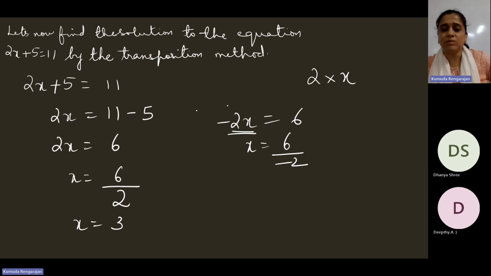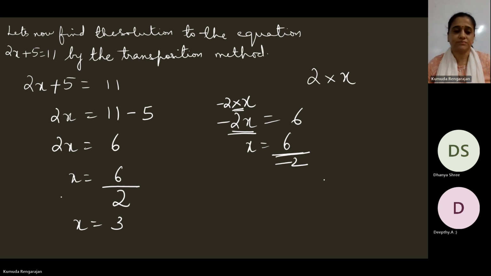Because how are these two numbers connected? Minus 2 into x. So the operation is multiplication. The opposite operation is division. So it will come to the other side for division, and as minus 2. Correct?